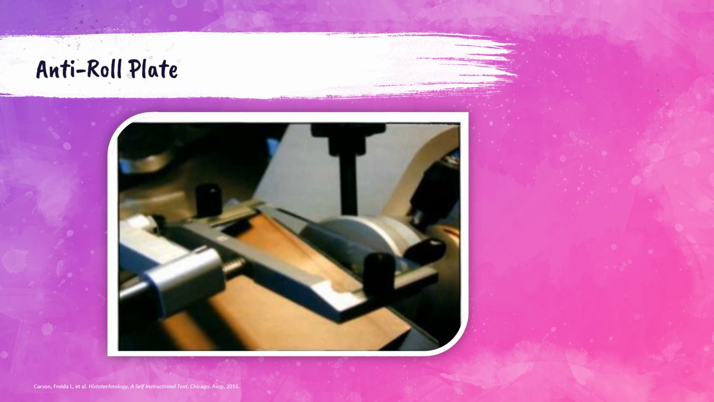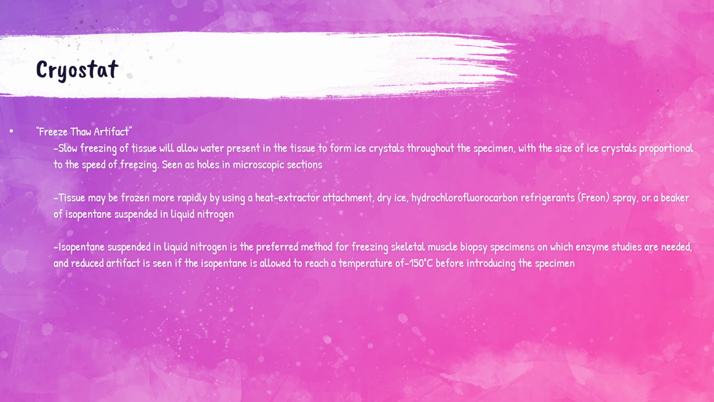Recall, this is in a cryostat, and this rests against the knife blade and allows the tissue to slide between it and the knife blade. This helps to produce flatter tissue sections and allow it to be picked up on the slide with fewer wrinkles present. If the tissue is slowly frozen, this allows the water that is present in that tissue to start to form ice crystals. And the size of these ice crystals is proportional to the speed in which it freezes.